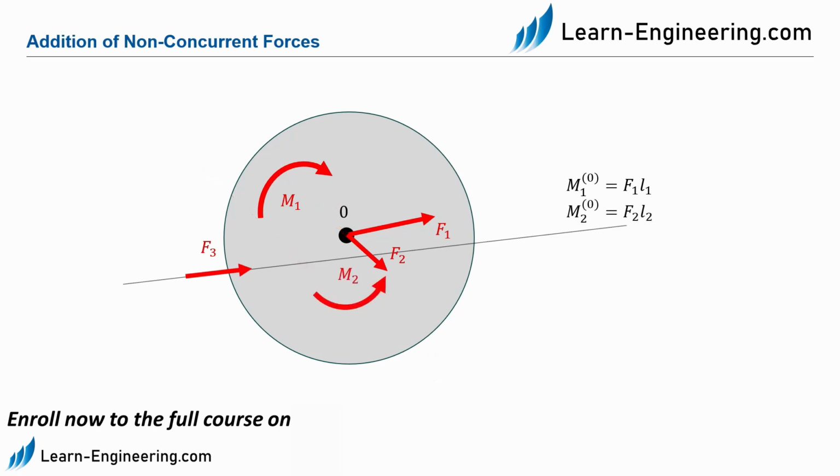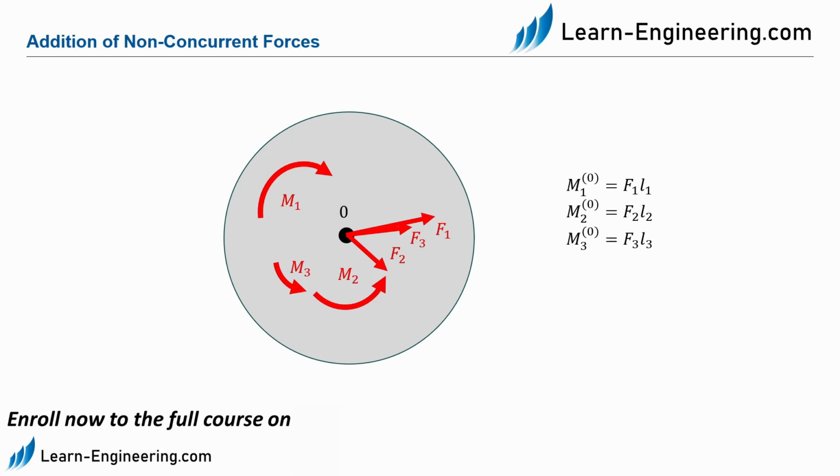For F3, also the same procedure is applied. We form the auxiliaries and replace the couple with the moment M3. Now we have three concurrent forces at the point 0, F1, F2, and F3, and the three moments M1, M2, and M3. Since the forces are concurrent forces, we can now use the force polygon to form the resulting force.